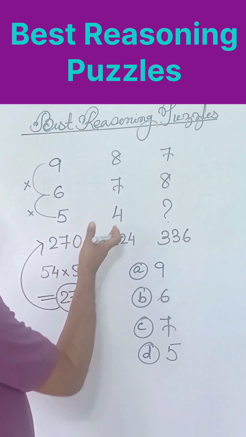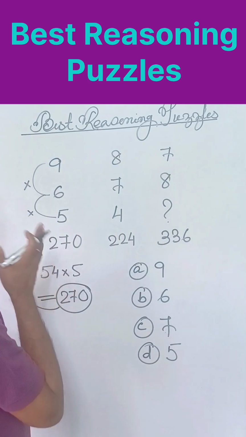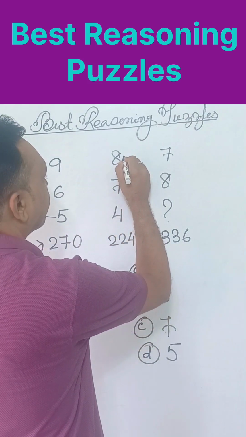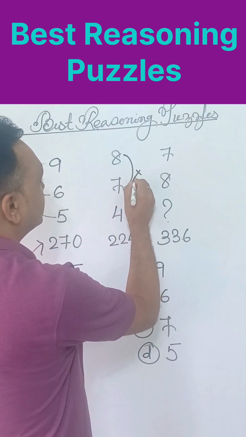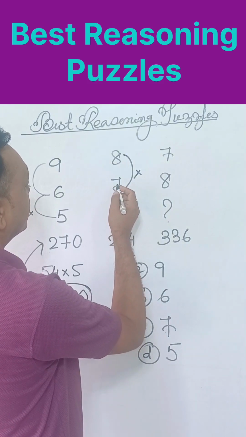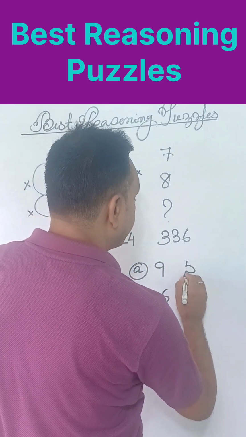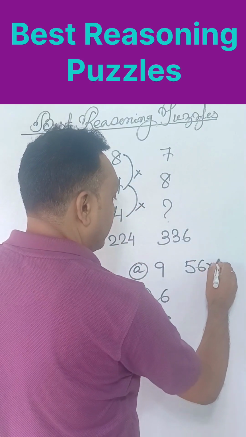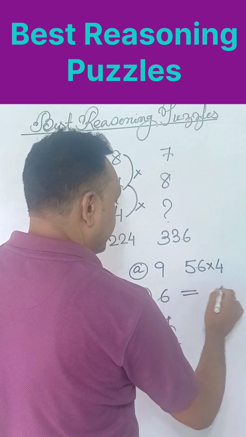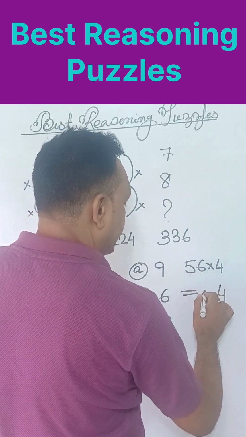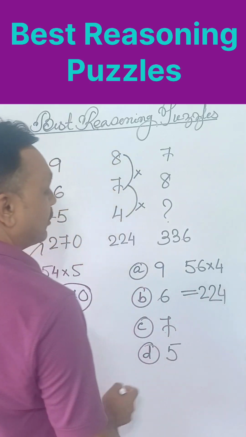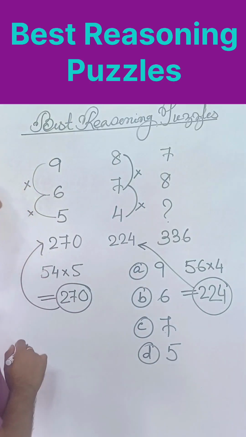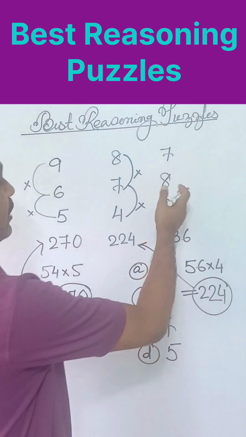So now let's check whether this rule or logic or trick, whatever you call it, is applicable in that case or not. So here, if we multiply these two, what will you get? 56, right? Now again, this 56, if we multiply by 4, then 224. Yes, 224. This is the one. So we got 224. Same logic or trick I am going to apply here.